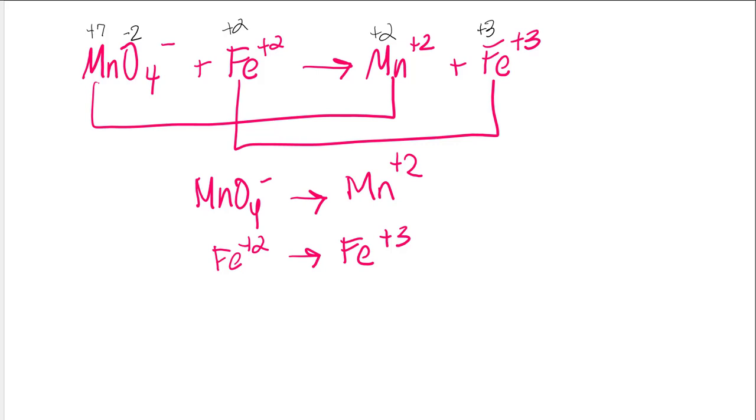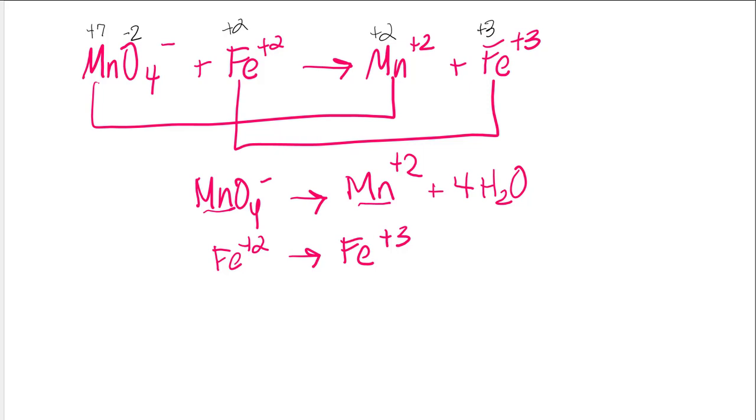Now step 2, for each half reaction, balance all reactants except H and O. I've got one manganese. Okay, so now we've done everything except for H and O. Number 3, we're going to balance O using H2O. So I have 4 O's on the left. I need 4 H2O's on the right. That would give me 4 O's on the right and 4 O's on the left.